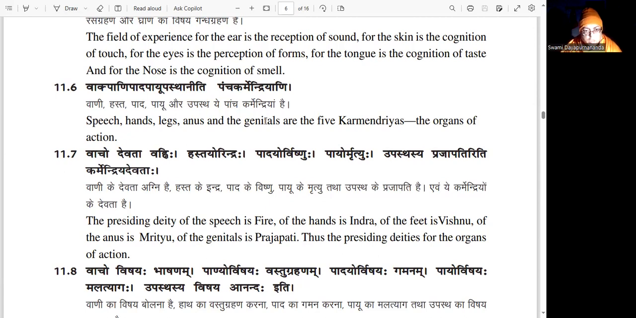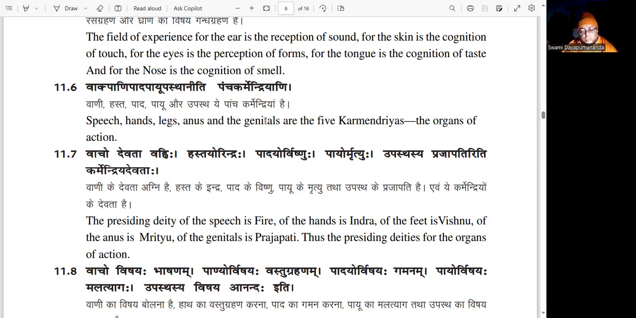So beginning with 11.7, coming to the Devata of the speech, of the Vak, of the Bani. Sri Shankaracharya is saying that Vacho Devata Vannihi. Vacha, Bak, Bani, speech. The presiding deity of the speech is fire. Fire, as we know, when we see fire, it burns away everything. So that is the form which we perceive in fire.